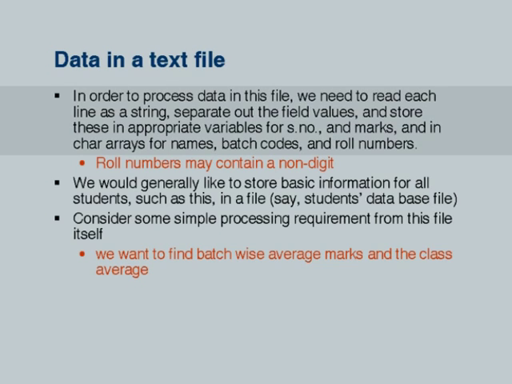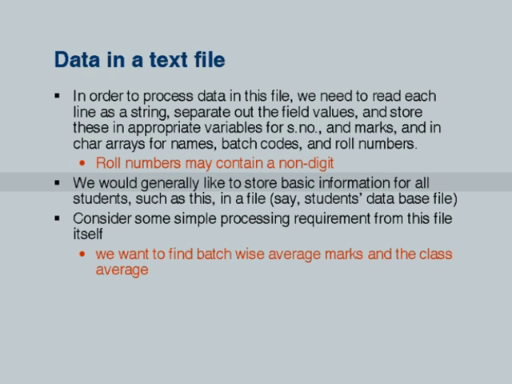That is why I will have to do the following. I will have to read a complete string, that is the whole line as a string, separate out various portions of it, find out where the commas are and then make meaning out of intermediate portions. For example, if a roll number contains a non-digit, how do I handle it?